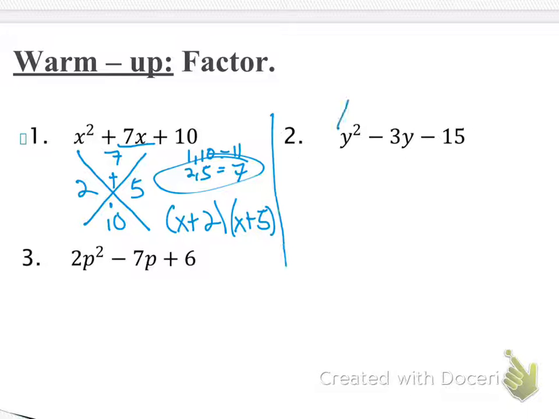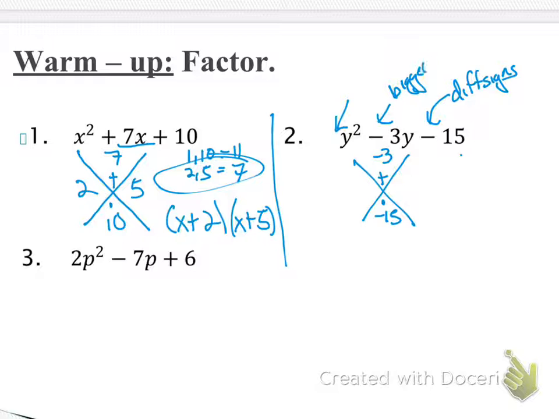So x plus 2 times x plus 5. Our second one, again, we see we have a leading coefficient of 1, so we can use the x method. Multiplies and adds, so adds to give me negative 3, multiplies to give me negative 15. So we have this telling us different signs. Bigger number, negative. So we have 1 and 15. 2 doesn't go into it. 3 and 5.